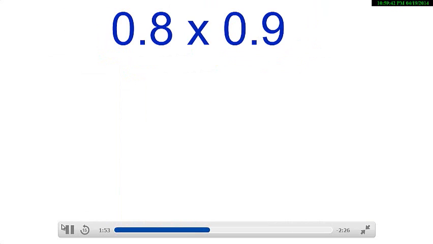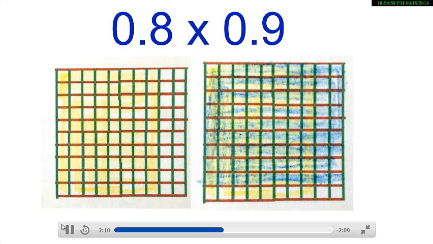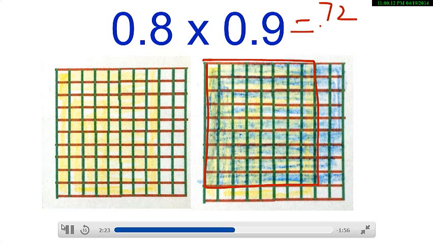To multiply 0.8 into 0.9, follow these instructions. First, shade 80 squares vertically using a light color pencil. Next, shade 90 squares horizontally using another color pencil. Can you identify the squares that are common to both? 72 squares out of 100 are common to both, and hence 0.8 into 0.9 is equal to 0.72.